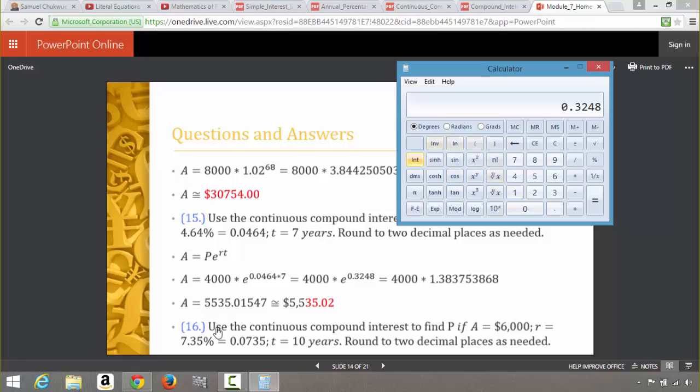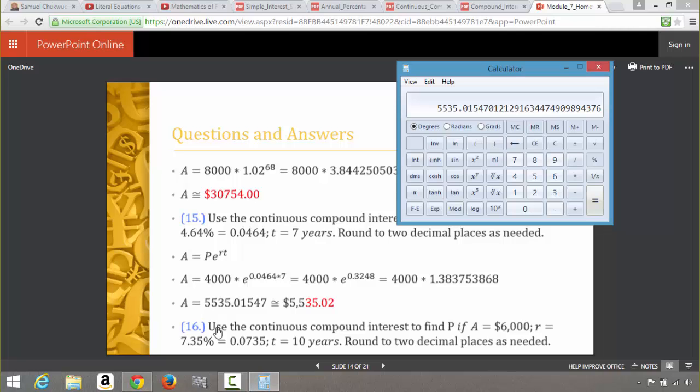If you look at the calculator on your computer, we don't see any E. Right here, you don't see E, right? But the E is the inverse of ln. So press the inverse function here, and then you now see this E. So you press this right away. E exponent that gives you 1.383. You see that? And then you now do times 4,000 equal to 5535.02. Because they want you to round to 2 decimal places as needed. So that gives you this.